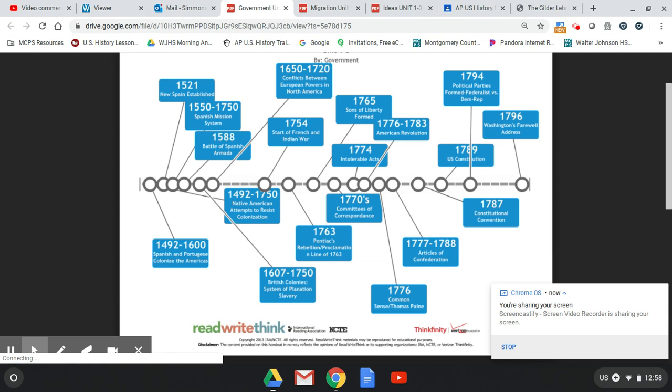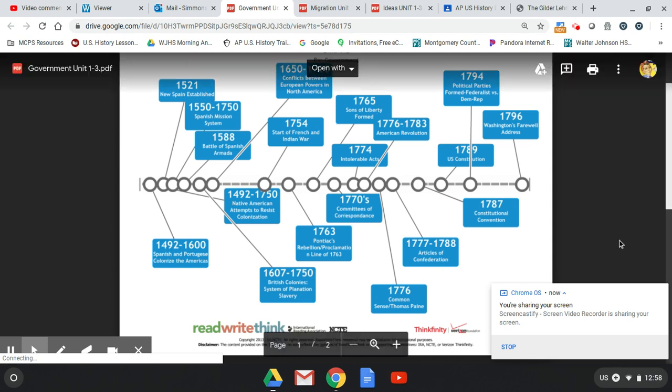I wanted to talk to you about units 1 through 3 government. Hopefully you can see up at the top there that it says government. I'm not going to talk about each one of these things, but I wanted to highlight some major differences, especially between the Spanish, the British, and the French colonial system government-wise.